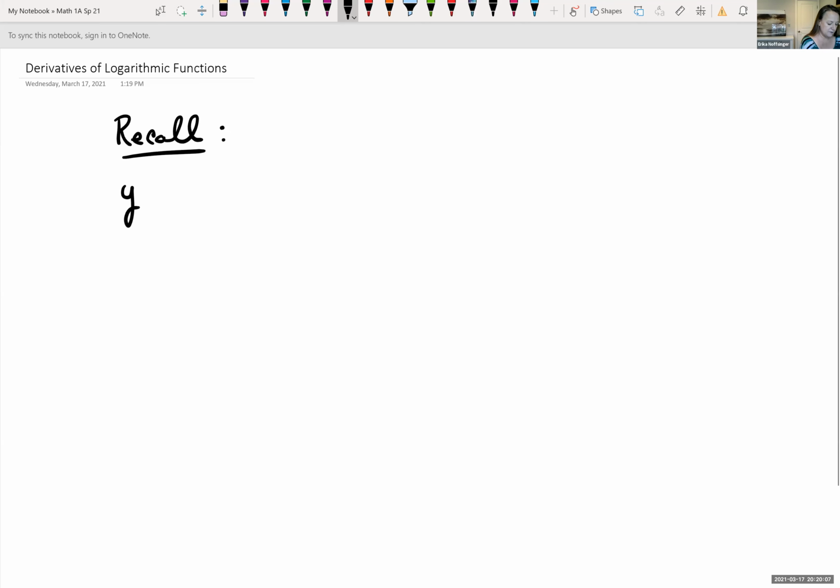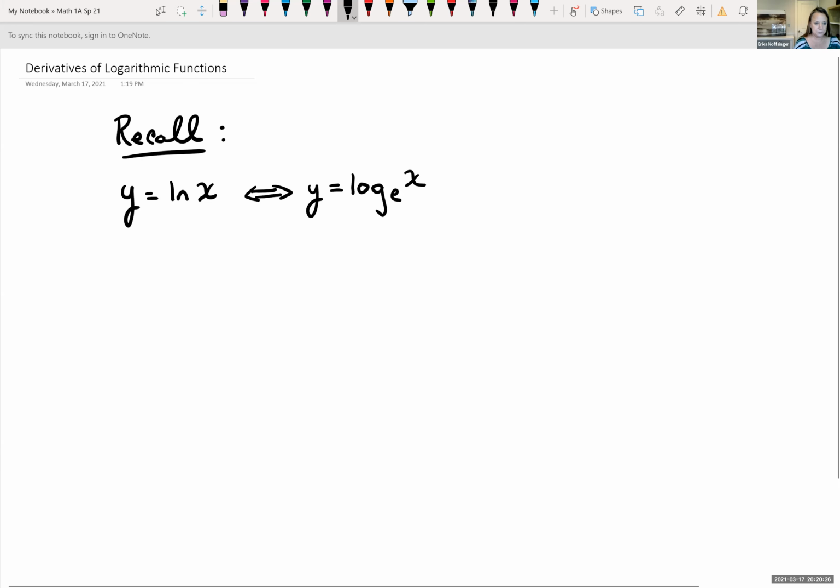if we had some function y equals the natural log of x, ln x, that's an L, not a 1. Recall this is the same thing as saying y is equal to log base e of x. Okay, so natural log is just log base e.